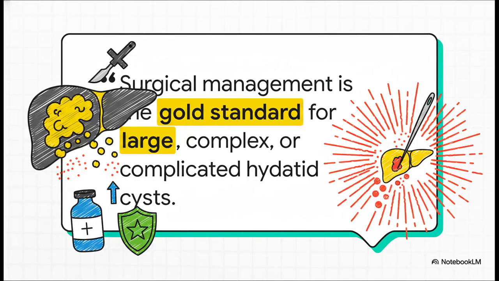But, and this is a big but, we have to remember that surgery is still the gold standard, the definitive treatment for any cysts that are large, complex, or have ruptured. And here's the most critical point of all: no matter if you're doing PAIR or surgery, the patient absolutely must be started on albendazole beforehand. This helps sterilize the cyst and prevents some really catastrophic complications from spillage.